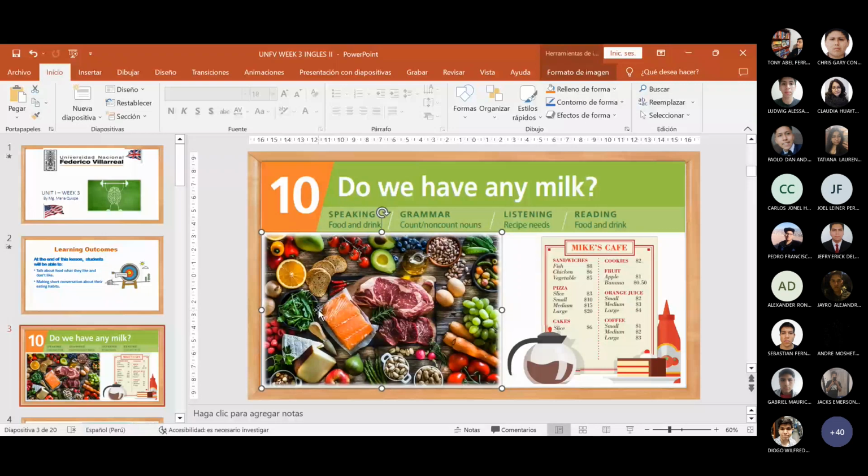And what about it? What is it? ¿Qué será esa imagen, ese rectángulo? It says Mike's Café.